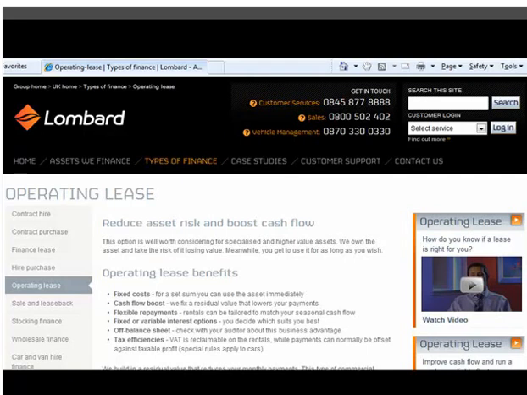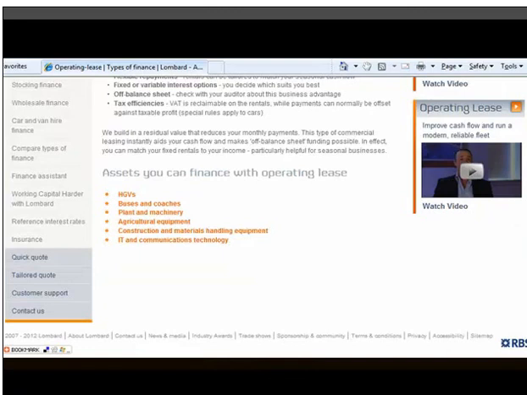Buses, heavy goods vehicles, plant and machinery, IT. So we can say that assets that are very high in value and perhaps also prone to technological change would be particularly suited to operating leases.